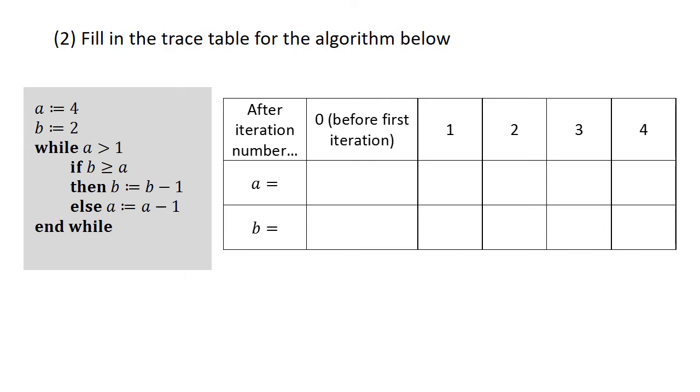Okay, so let's do this one. It has 2 different values. So before the first iteration, A and B are defined right here. So these you just copy them over there. So this is going to be 4, and this is going to be 2.